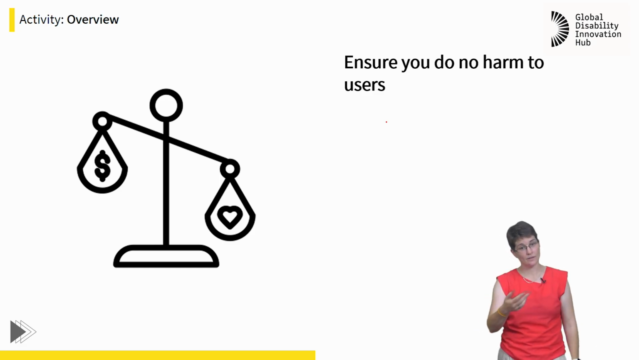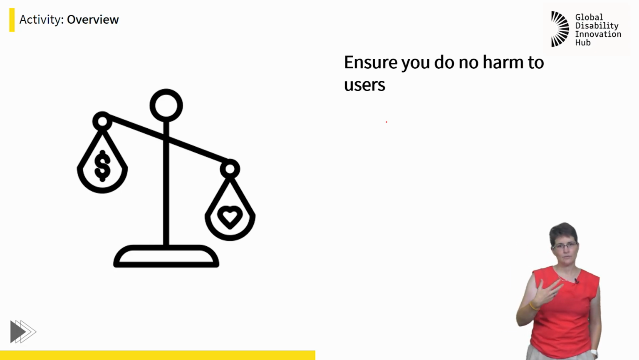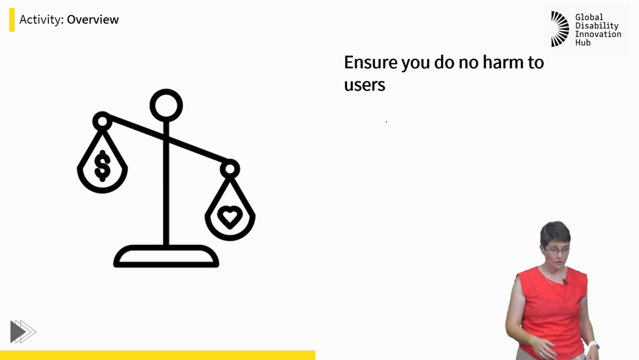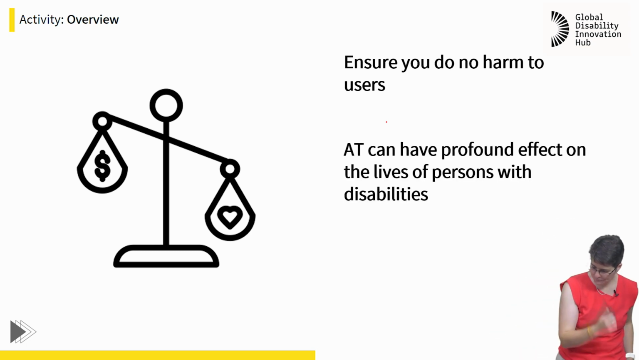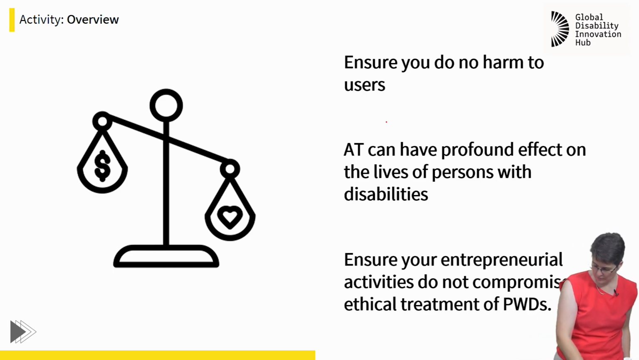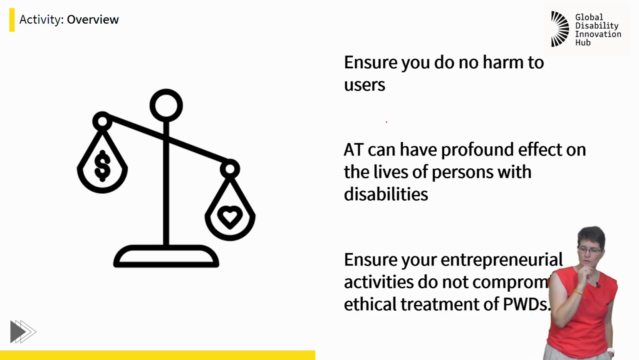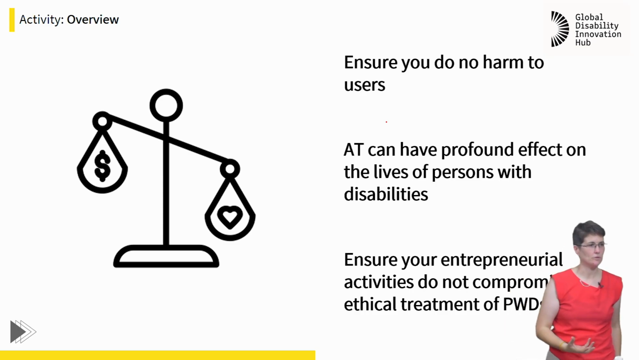Or if you're talking about very delicate things, like if somebody needs emotional support after something, what are you going to do? How are you going to do that? Because harm can be both physical and psychological, right? So we want to do no harm. We know that AT can have profound effects on the lives of people with disability, and we want to ensure that entrepreneurial or innovation or research activities don't compromise ethical treatment of people with disabilities.